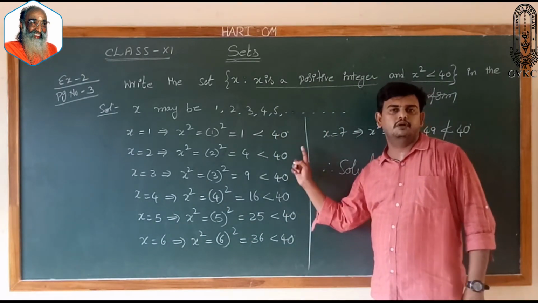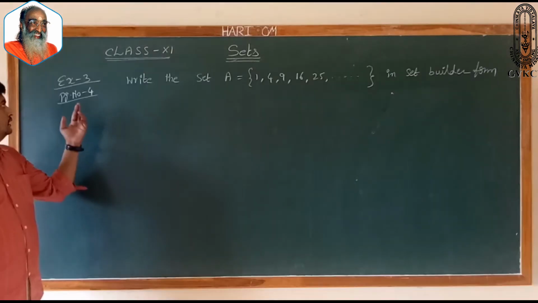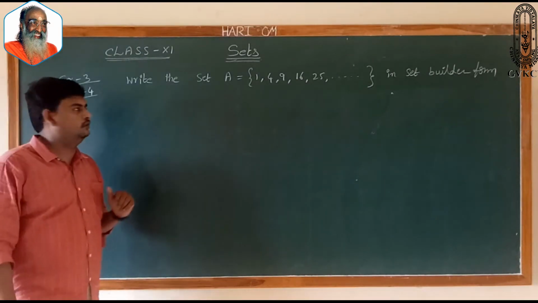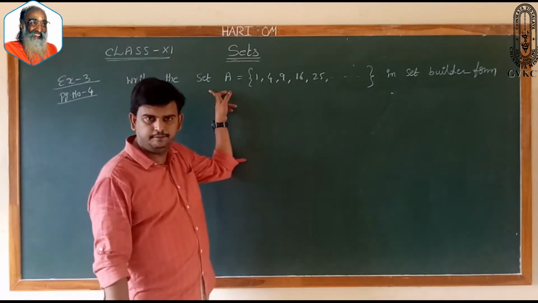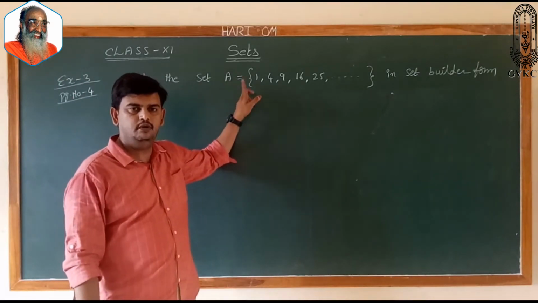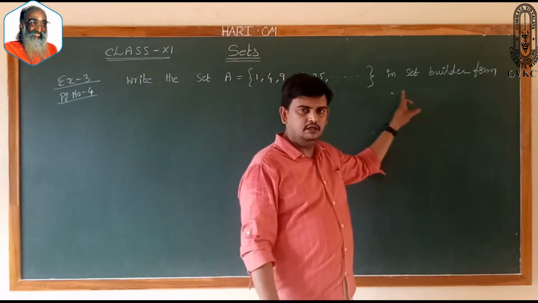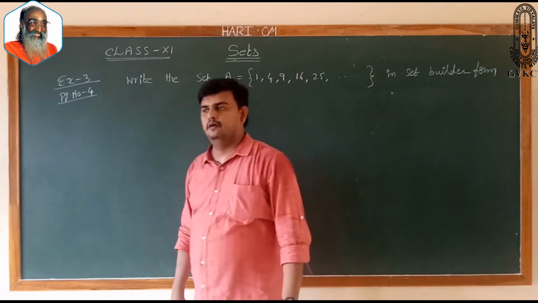This is about example number 2. Here we have example number 3. That is from page number 4. Write the set A is equal to 1, 4, 9, 16, 25 and so on in set builder form.